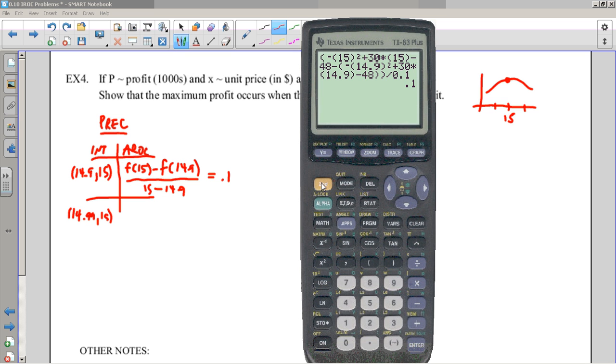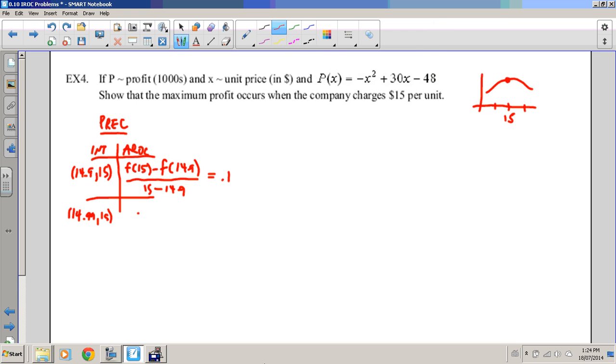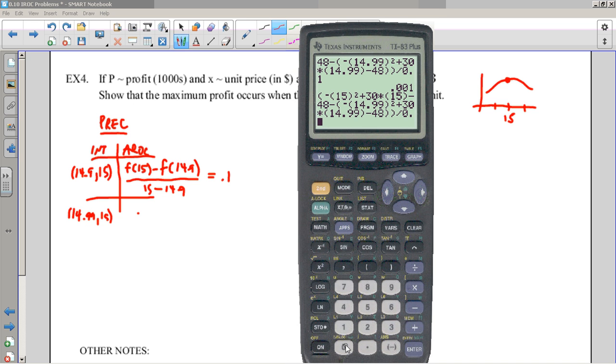So again, I can go back into this and just change the 14.9 to 14.99, and I bet it's not going to surprise anybody what this answer is going to be. It's going to be closer to 0, but still 0.001. Oops, I know why I goofed that up, because I should be dividing by 0.01.